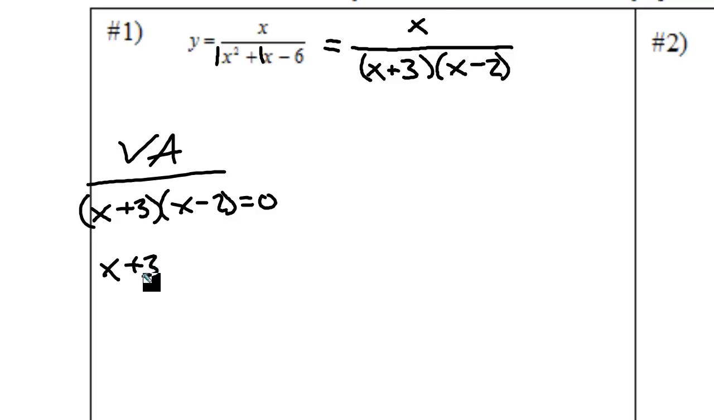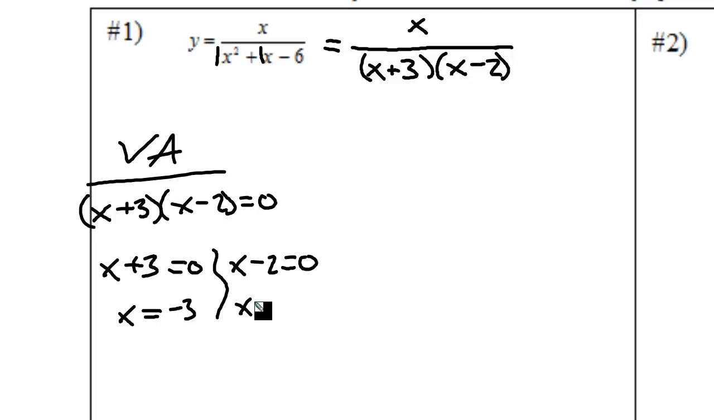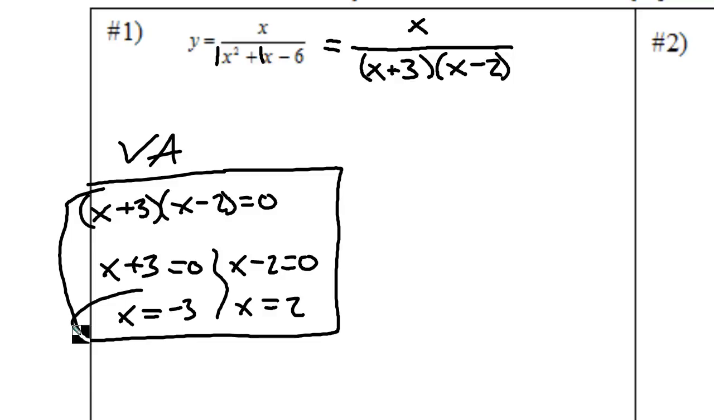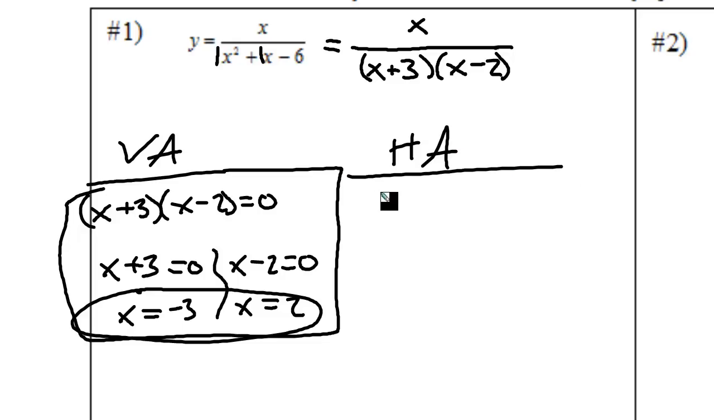Set each factor equal to 0. And you solve that, you get x is -3 and x is 2. Those are your vertical asymptotes. To find your horizontal asymptotes, you're comparing n to d. This is the unfactored version that you're comparing. You're looking at the biggest exponent in your numerator, that's what n is, comparing it to the biggest exponent in your denominator. That's what d is.